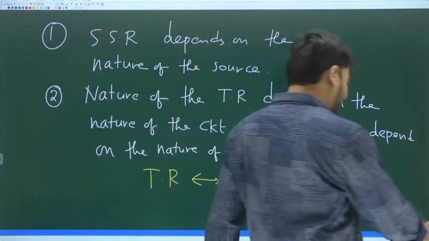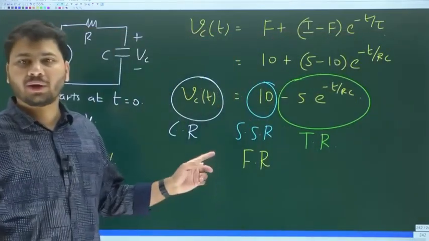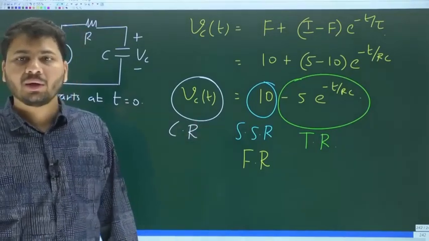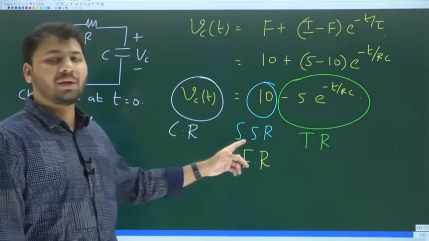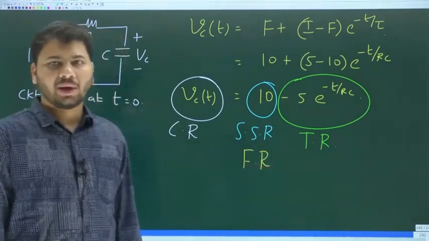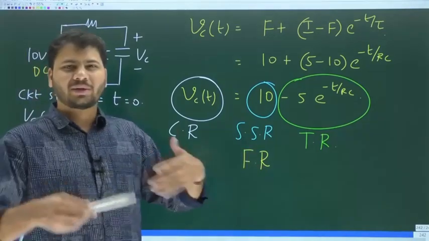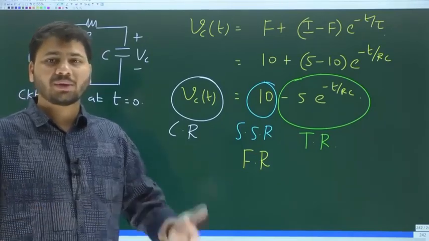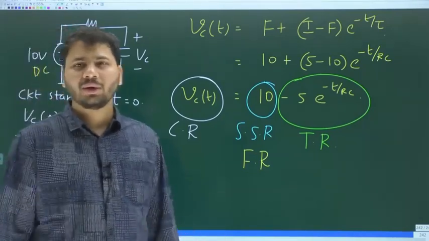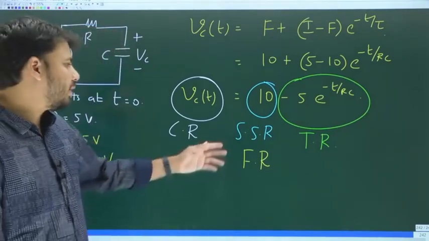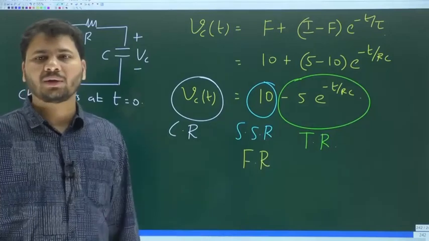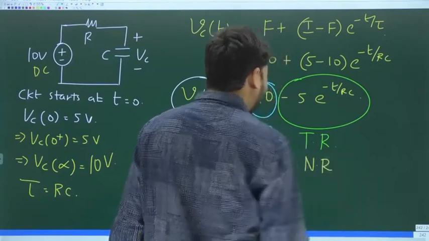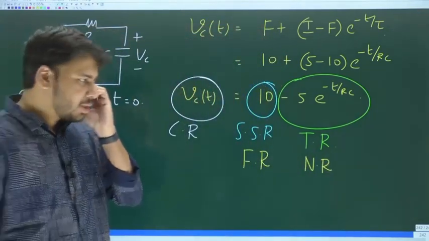So earlier we wrote what? The complete response of any circuit containing at least one energy storage element will consist of two parts, namely the steady state response and the transient response. Now because the steady state response depends on the nature of the source, the input source is also called the forcing function. The other name for the input source is what? The forcing function. So steady state response is also called as what? The forced response, whereas the transient response is also called as what? Natural response.